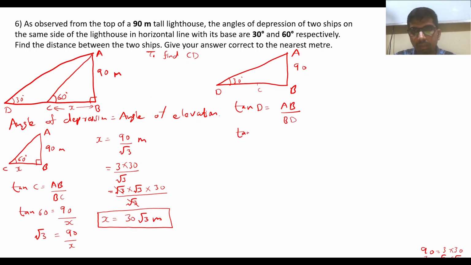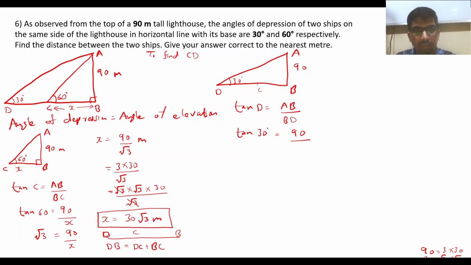So tan 30. AB is 90. How is BD made? So let's see. Here is D, here is C and here is B. So DB is what? DC plus BC. So BD is made this way: CD plus BC.